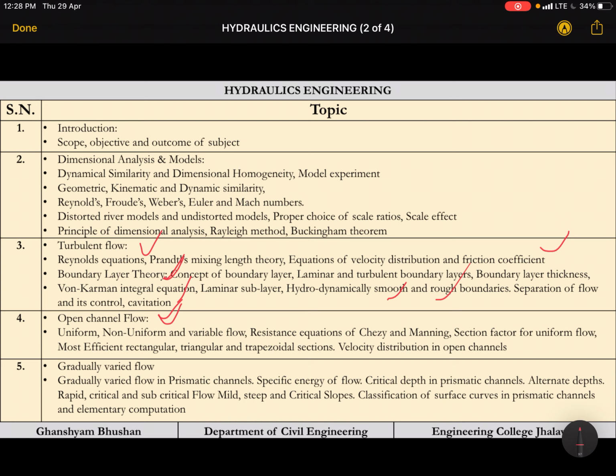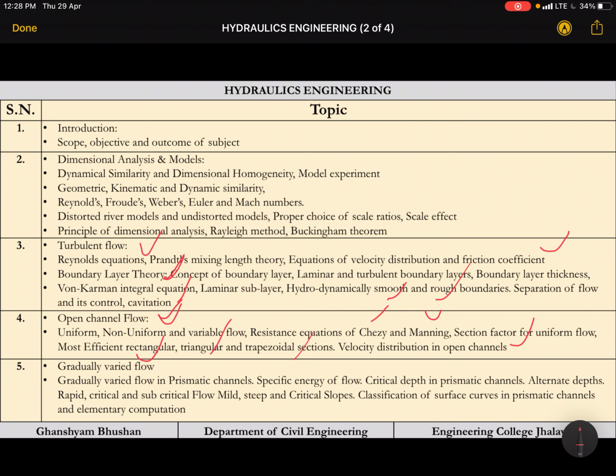So for designing those structures, first you have to learn the basics, like how the flow will be there in the channel. There are various equations, and many equations are there. By using them we are going to design. First we are going to analyze, and after that we will be designing the channels. So you can see the most efficient rectangular, triangular and trapezoidal section, and velocity distribution in open channel. So we will try to design the most efficient channel.